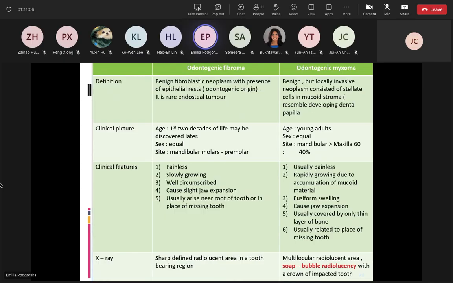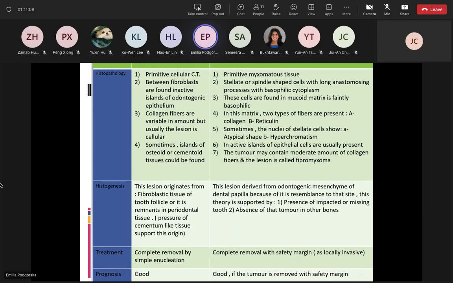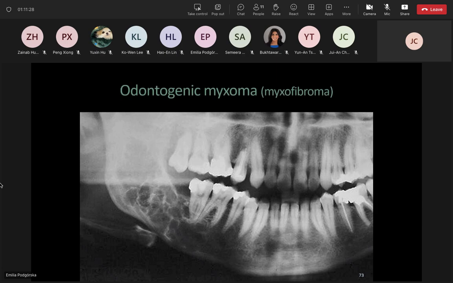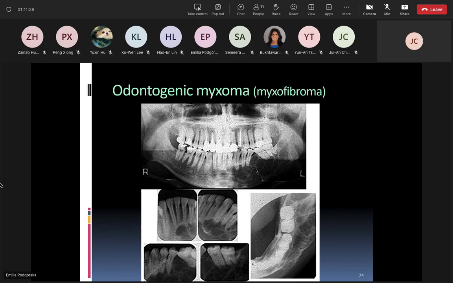Treatment of odontogenic fibroma is complete removal by simple enucleation, and for myxoma you have to do complete removal with a safety margin, as it is locally invasive. Myxofibroma, you can see on the picture. And also there.